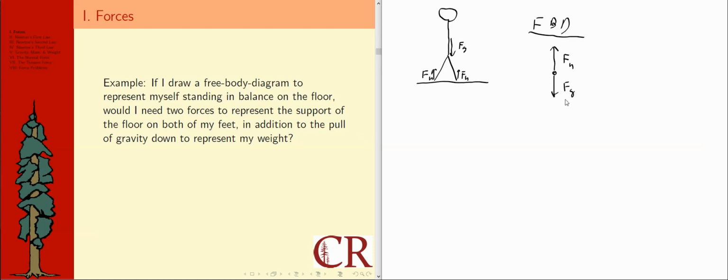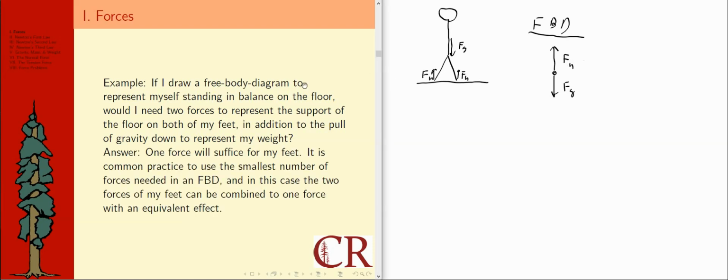I like to borrow a phrase from an engineering textbook I once studied: a single force equivalent system, in the sense that the normal force here represents a single force equivalent to these two forces. So anyways, the answer here says one force will suffice, and it is common practice to use the smallest number of forces needed in an FBD. In this case, the two forces on my feet can be combined to one force with an equivalent effect.